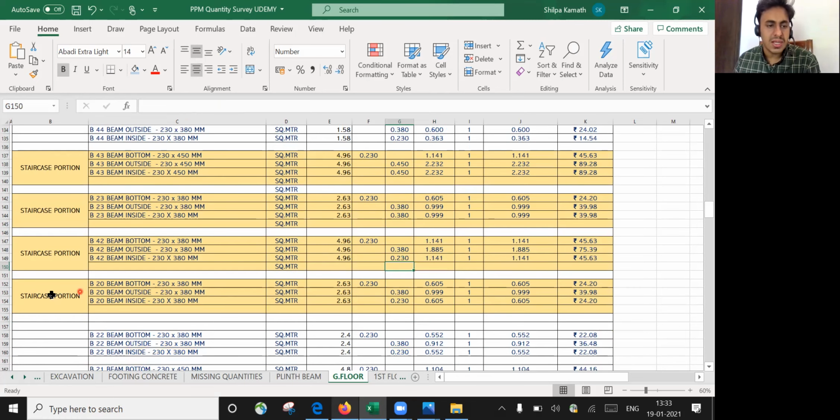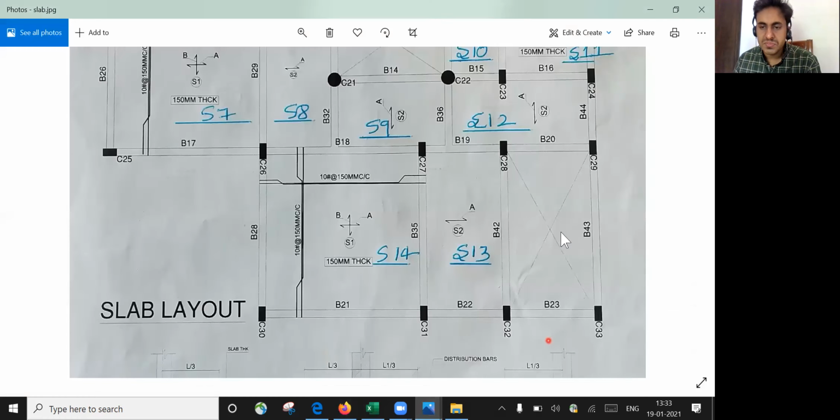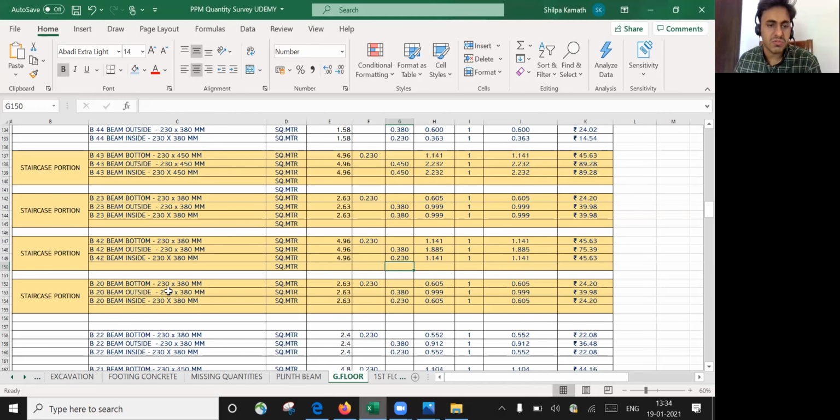Now coming to the other portion, that is B20. We'll see what the B20 beam is. This is my B20 beam. On this side I have a slab of 150 mm, whereas on this side I don't have any slab. The depth of the beam is already written here for B20. It's a beam of 230 by 380. So here it will become 0.23. This will be 0.38, and this is right because outside shuttering will go full and inside shuttering will be 0.38 minus 0.15, which is the thickness of the slab. So in this way you need to carry out the calculation.